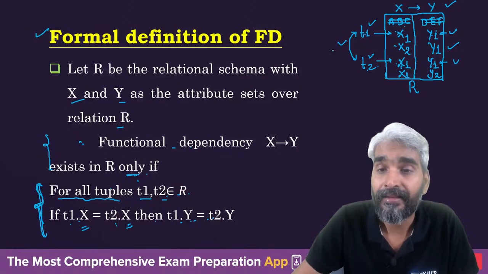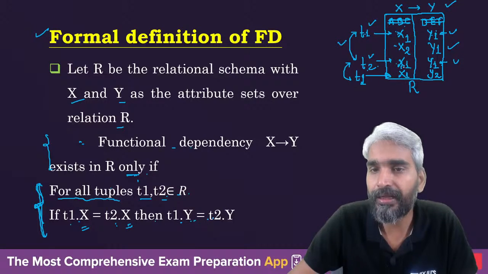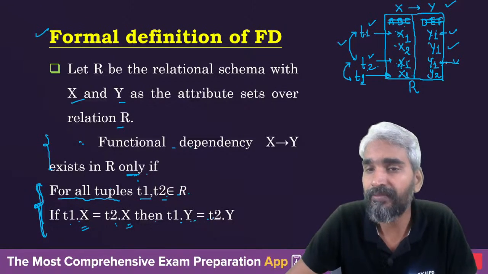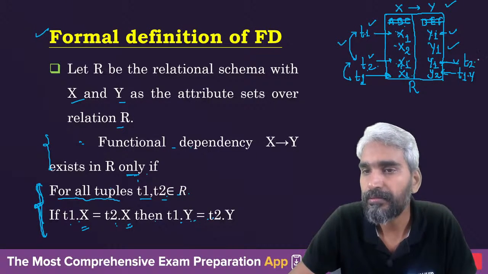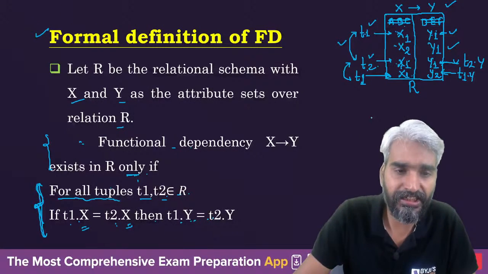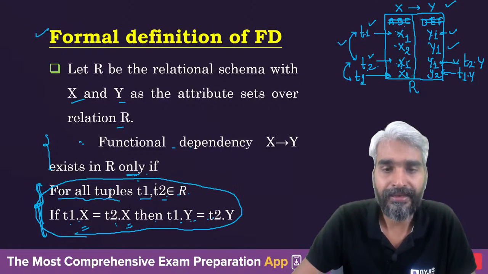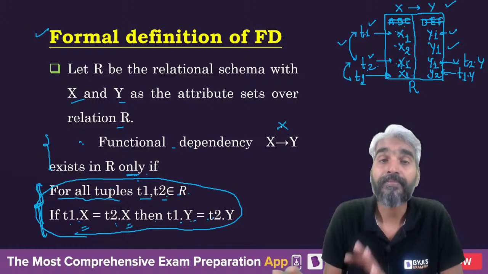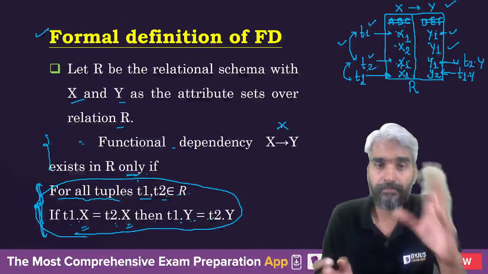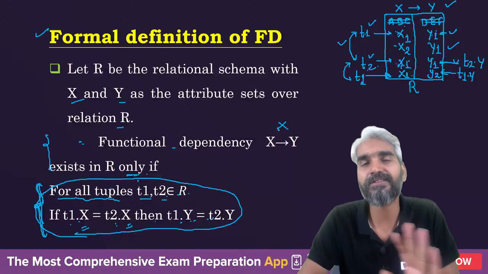So if we take this as T2 and define this as T1, then in these two tuples, when T1.x equals T2.x, T1.y is not equal to T2.y. Can you see T1.y is not equal to T2.y? If this condition is not satisfied, then X implies Y will not exist. So we can eliminate FDs based on this definition, but we cannot provide the FDs based on this definition.